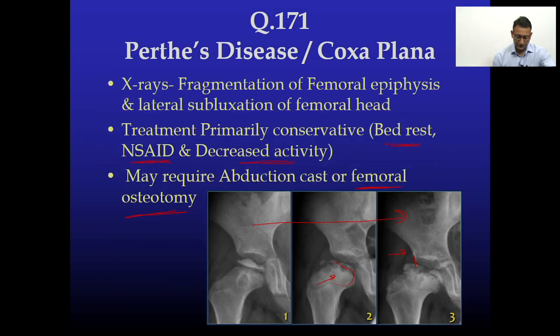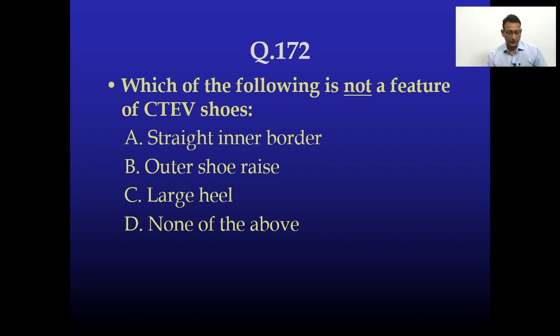Now, let us move on to the next question, which is 172. Which of the following is not a feature of CTEV shoes? CTEV, as you all know, is congenital talipes equinovarus. The first feature they have written is straight inner border. Yes, we keep the inner border straight to prevent the varus of the forefoot, which happens at the metatarsal joints. To prevent that, we usually keep the straight medial border.